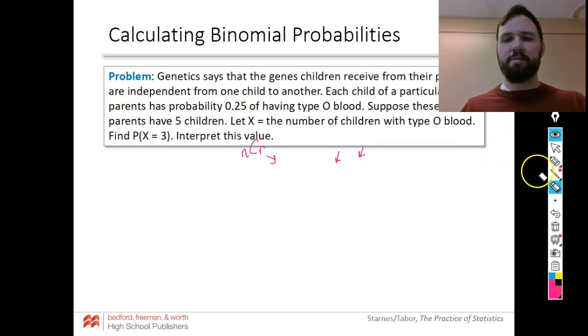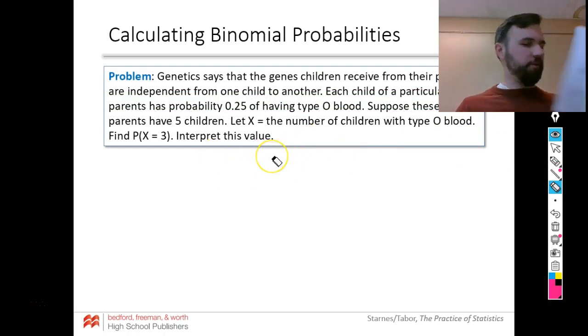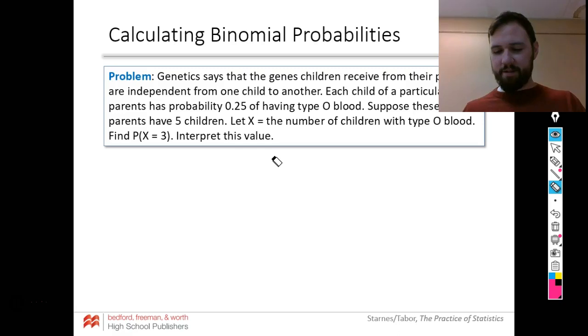Let's try it. Learn it, love it, try it. Alright, hold on, I have all these notes.